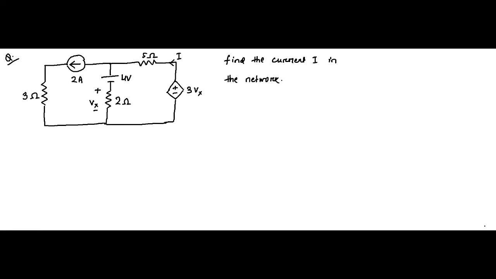Hello friends, so here is another question on KVL and KCL application to circuits involving dependent sources. Here we have been asked to find the current I flowing through this 5 ohm resistor, this current flowing away from this voltage dependent voltage source. So let us redraw the circuit.